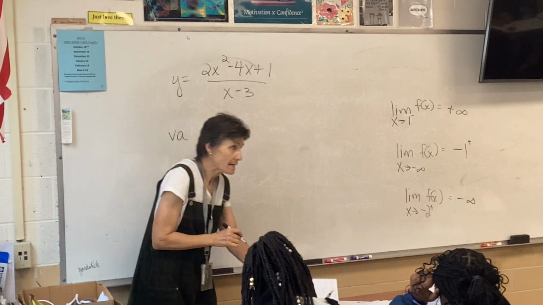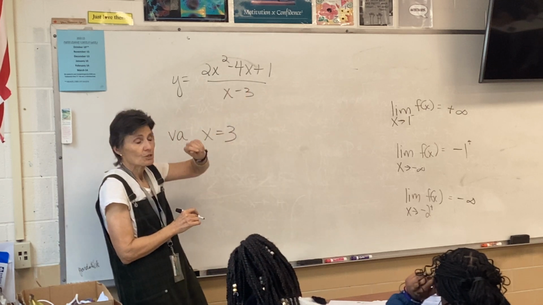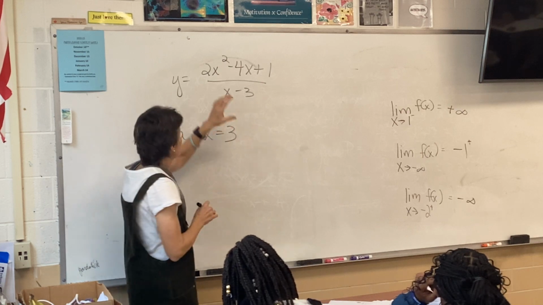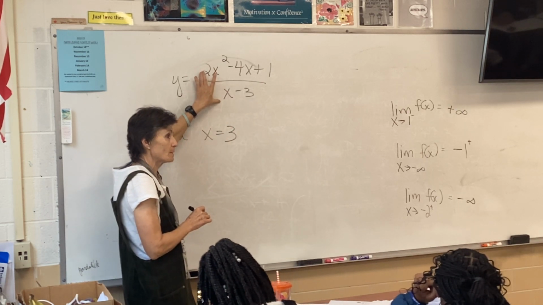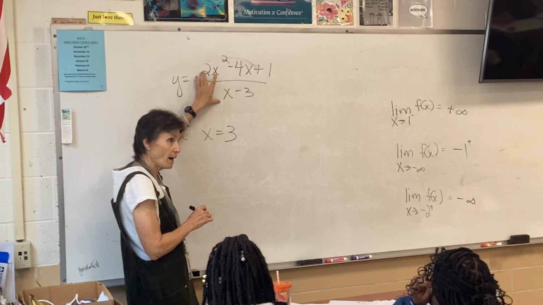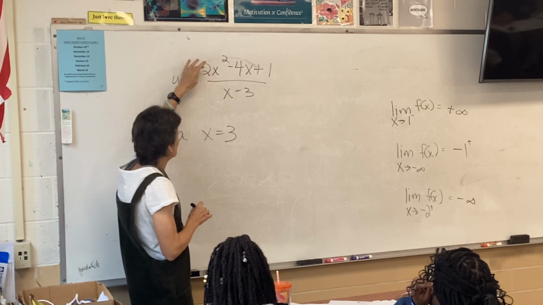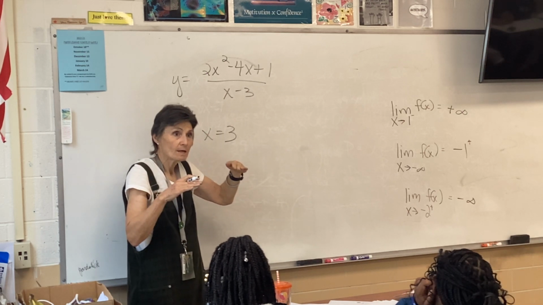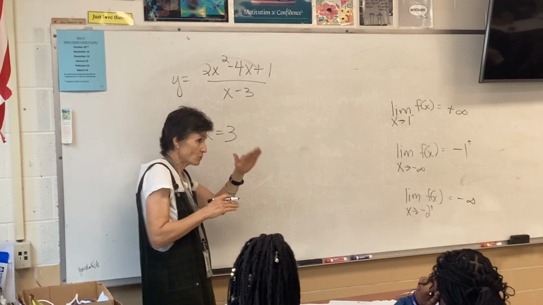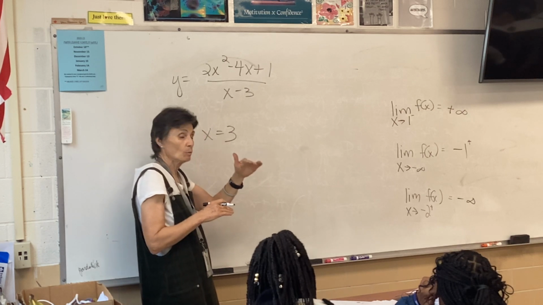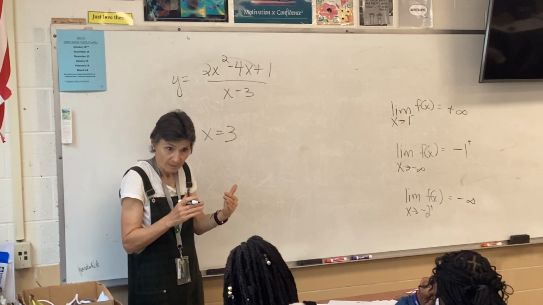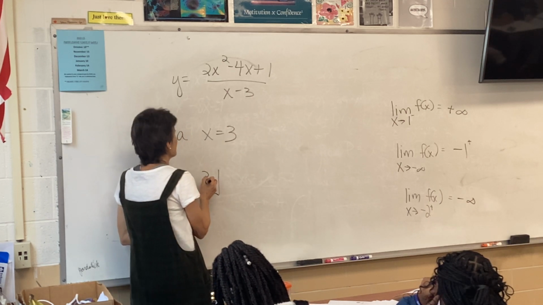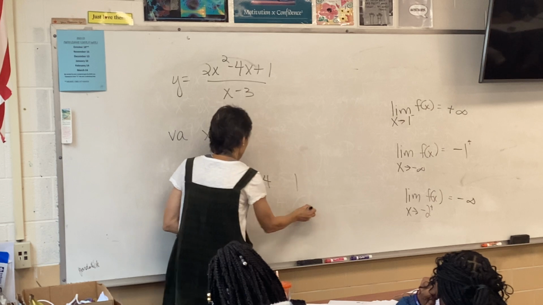Now, Katie has said, I heard her back there, she said, okay, there's not going to be a horizontal asymptote. Because what's wrong with the problem? There's no x squared on the bottom, and you can't do 2 over 0. So there's no horizontal, but there will be an end behavior slant asymptote. And it will be found by doing synthetic division. So what goes in the box? 3. And then 2, negative 4, 1.